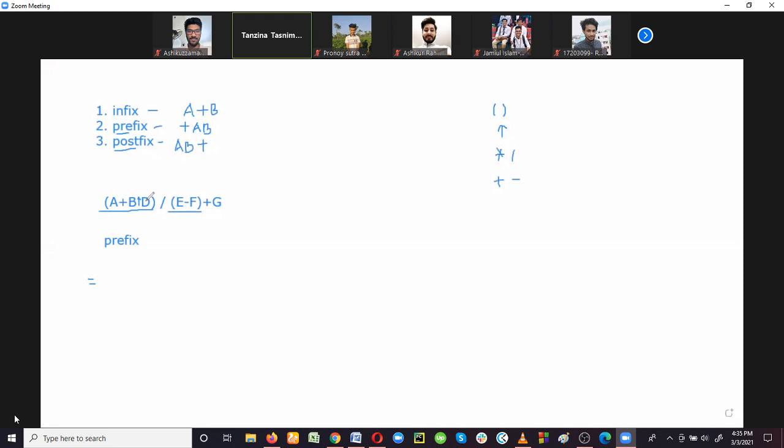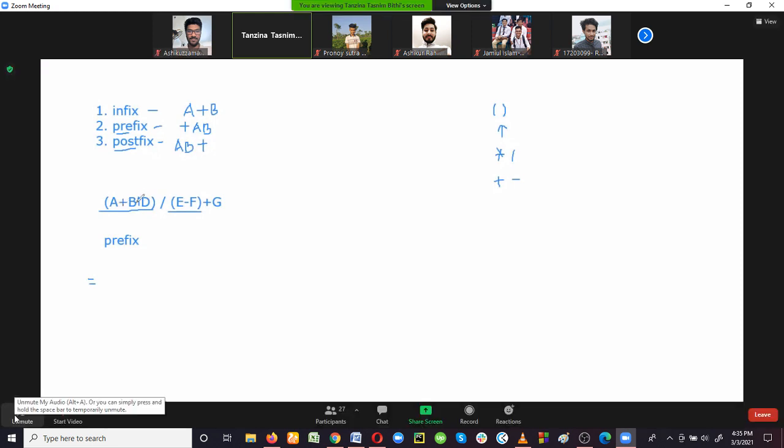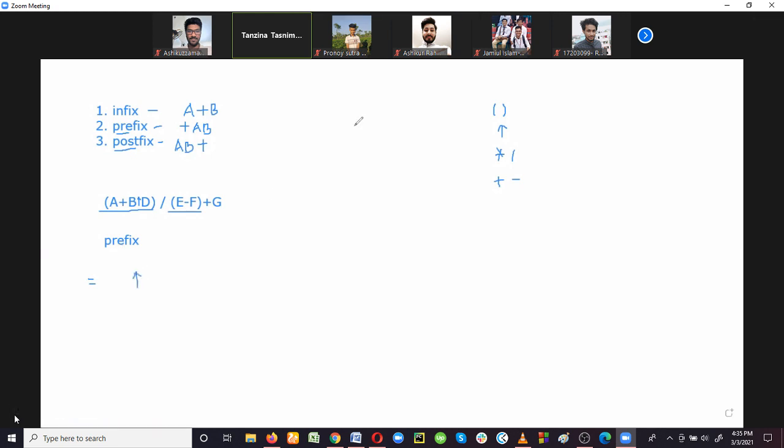These two operators, plus and exponentiation, are related with which operands? Obviously exponentiation is related to b and d. So in prefix notation, this exponentiation operator will be placed before b and d. Now this plus operator connects two operands, one is a and another is b exponentiation d. So we can place plus before all these operands: plus a, exponentiation b d.